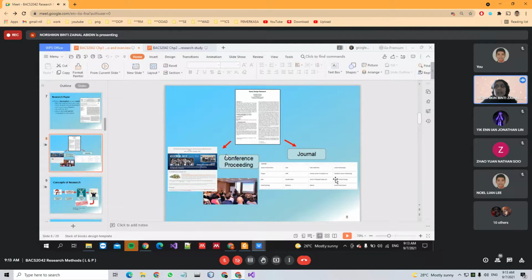In a journal, it will contain many research papers, not only one research paper, because it is a collection of research papers. So that's a journal.